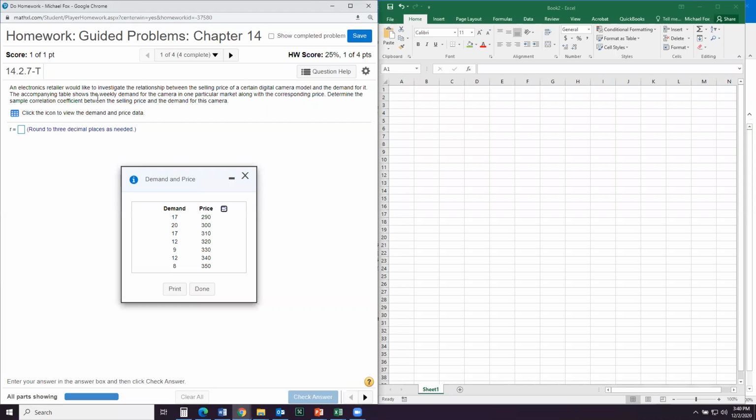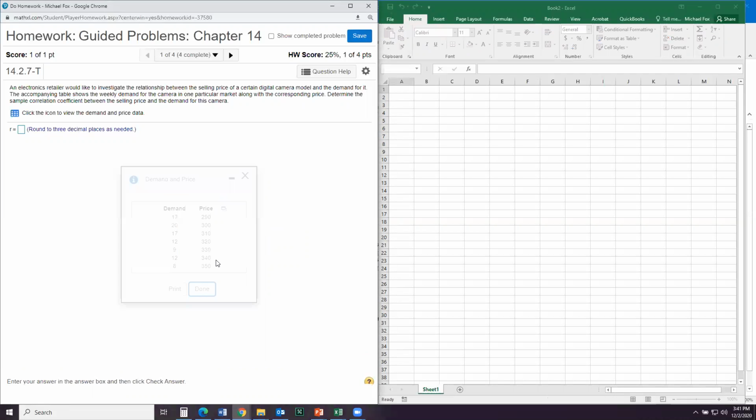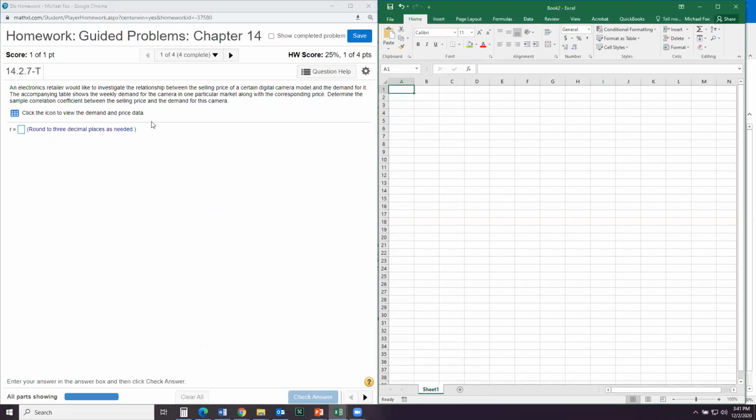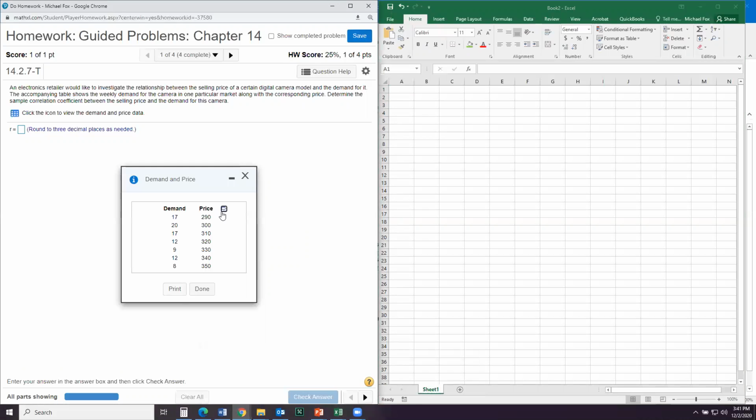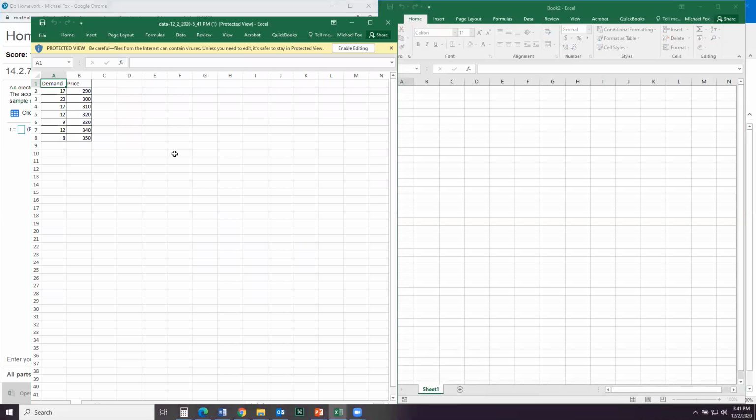So here we go. First one is they want us to see if there is a relationship between the demand of some digital cameras and the price of them. So I'll just start by opening it in Excel.